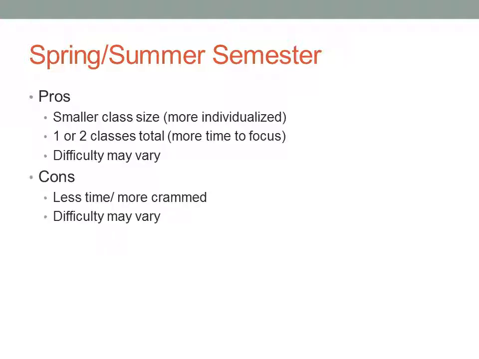Some cons would be that there's less time because it's twice the pace, and so it's more crammed. So if you have 2 difficult classes, that is quite stressful. And also, again, the classes may vary in difficulty from the regular semesters. So that can also be a con, in that you have half the time to learn the material, and you have, let's say, twice more work to do. So that is something you must take into account when you're scheduling your classes for spring and summer.